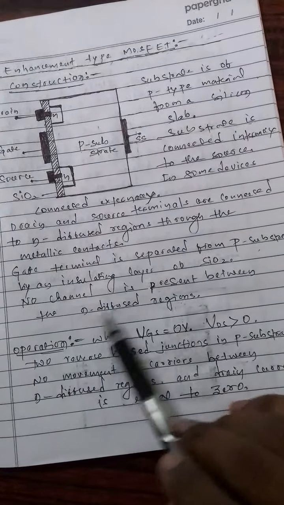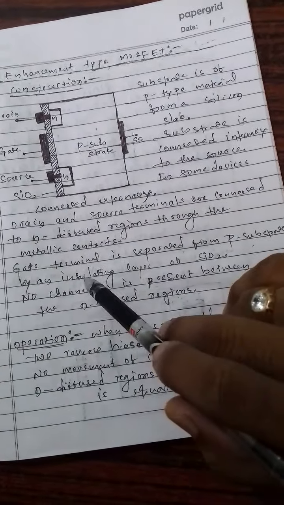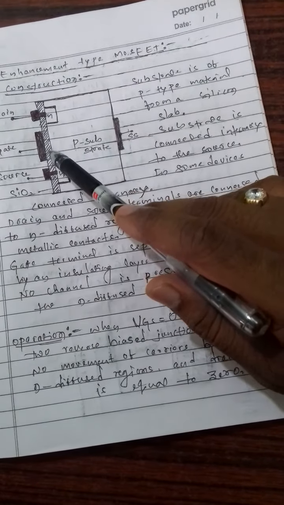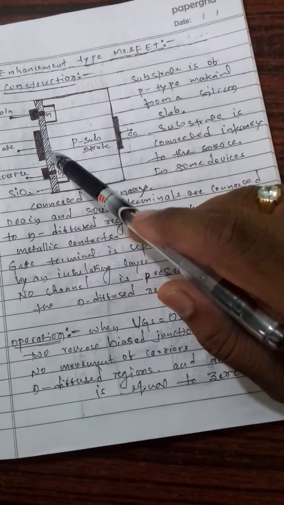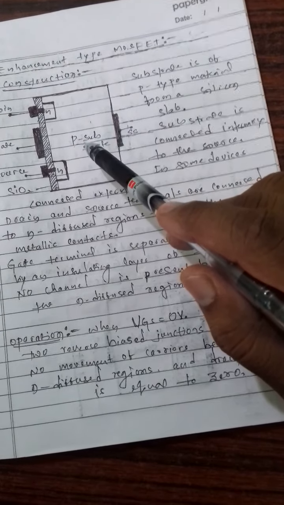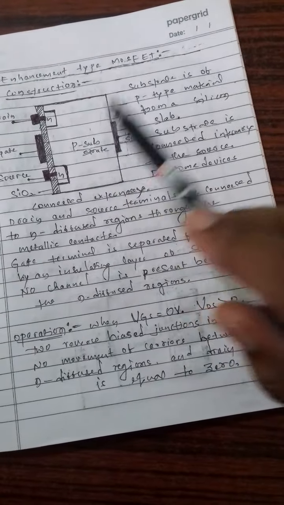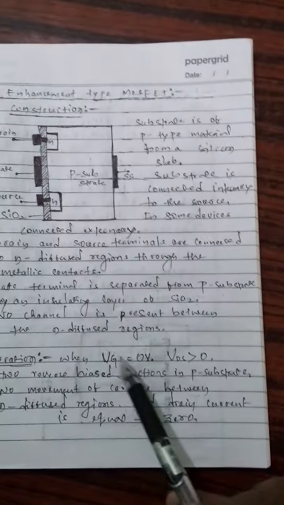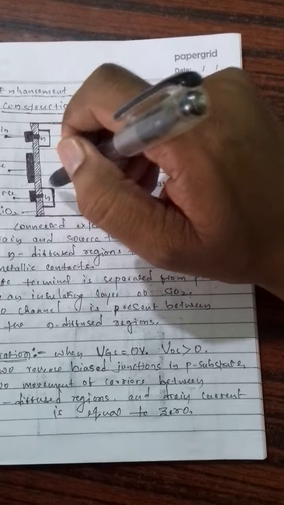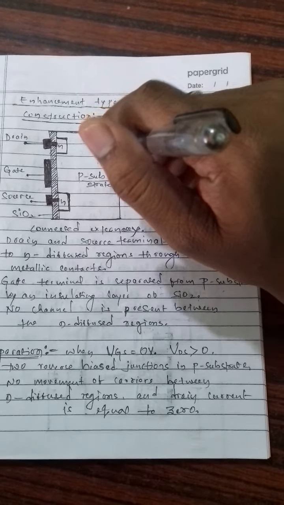No channel is present between the two n diffused regions. The gate terminal is separated from the P substrate by an insulating layer of silicon dioxide. Here this is the silicon dioxide layer, and this layer separates the gate terminal and the source.